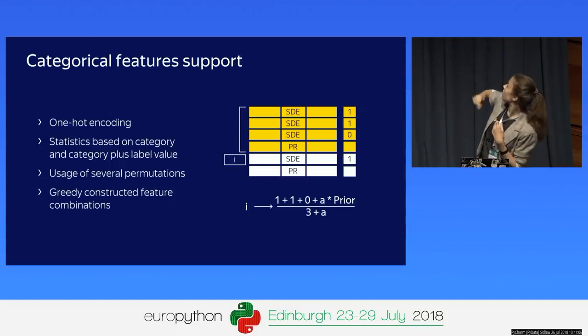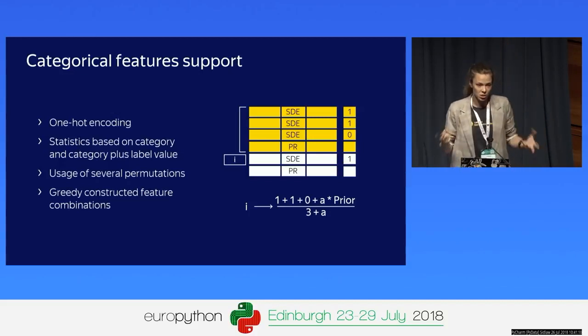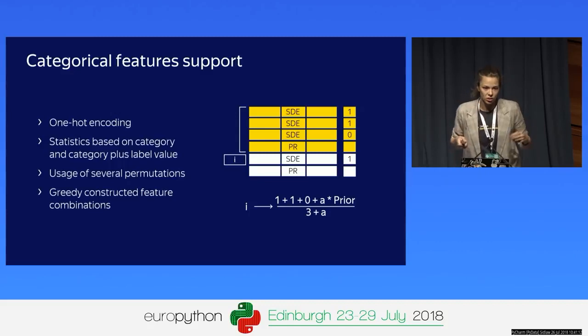It's the average label value. There are 3 ones and 1 zero. The average label value is 3 divided by 4. This is called target encoding. This could work, but the problem is it doesn't work. It doesn't work because it leads to overfitting, because it leads to target leakage.